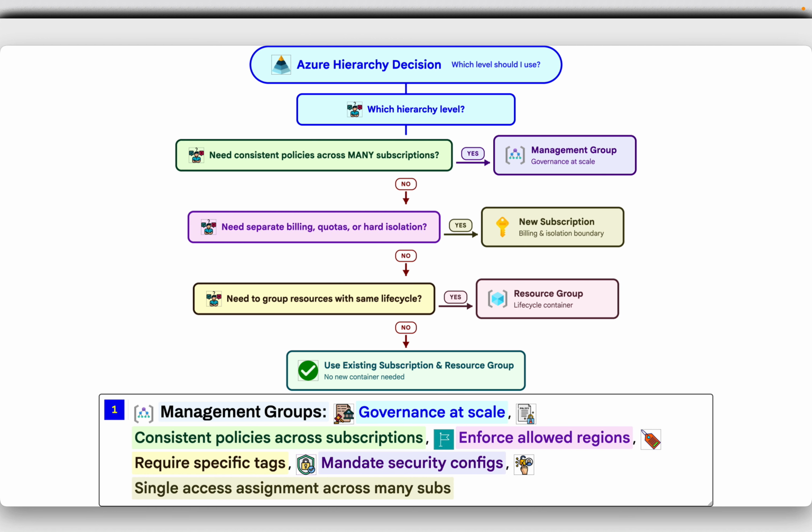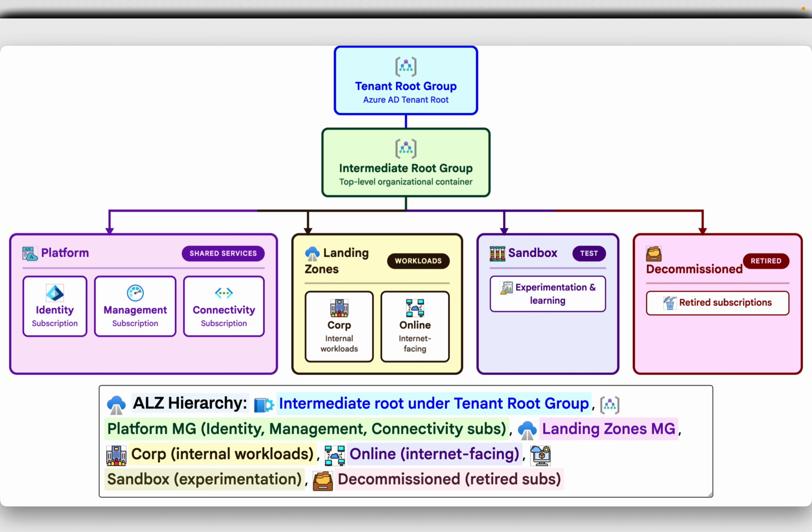12th is Azure landing zone. It is one of the reference architectures. The Azure landing zone hierarchy places an intermediate root group just below the tenant root group. Underneath it sits the platform management group for shared services, the landing zones management group for workloads, plus sandbox for experimentation, and decommissioned for retired subscriptions.